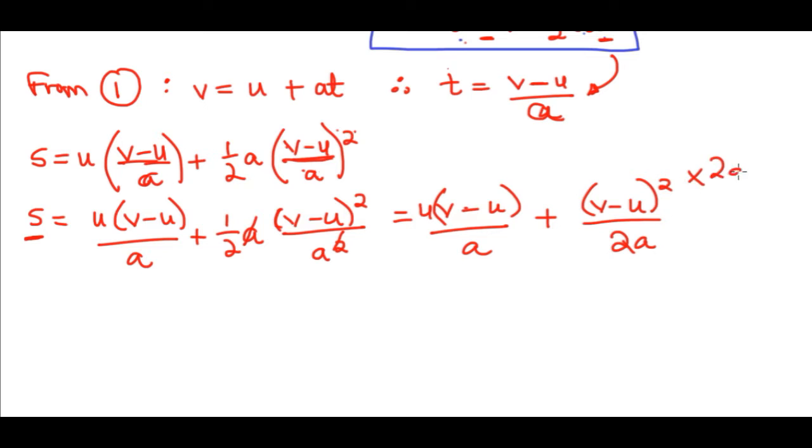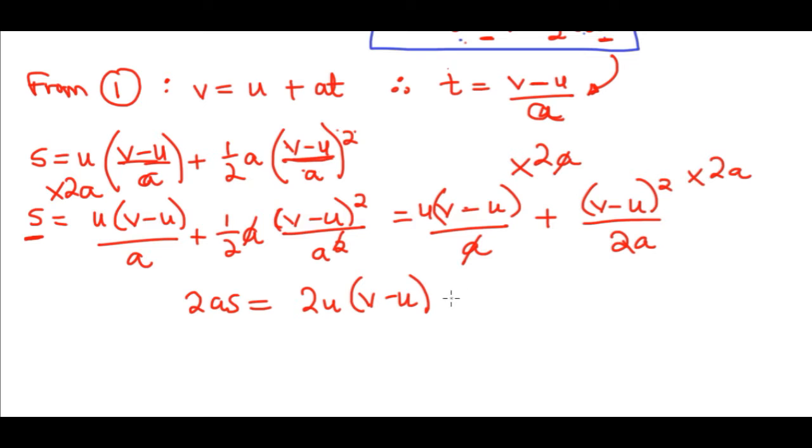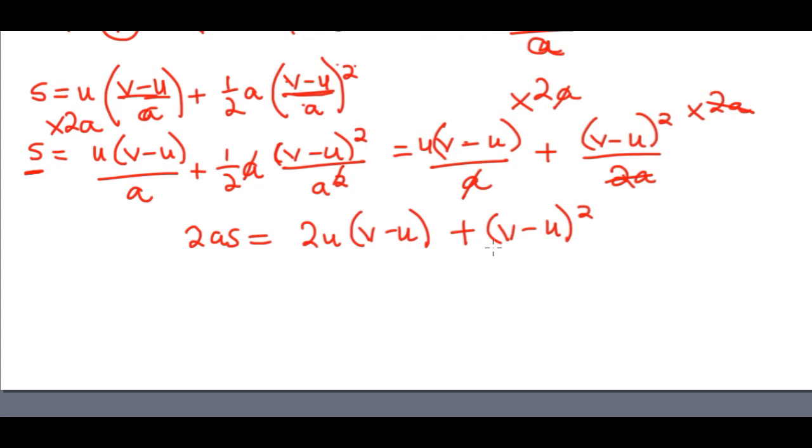We multiply everything by 2a, the common denominator. Since we did it on the right hand side, we are going to do it on the left hand side. So 2as is going to be equal to, this a cancels this a, so it becomes 2u(v minus u), plus this 2a cancels this 2a, it now becomes (v minus u) squared. Agreed, right? You can use a method that works for you. Just multiply throughout by the common denominator to get rid of the denominators on the right hand side.